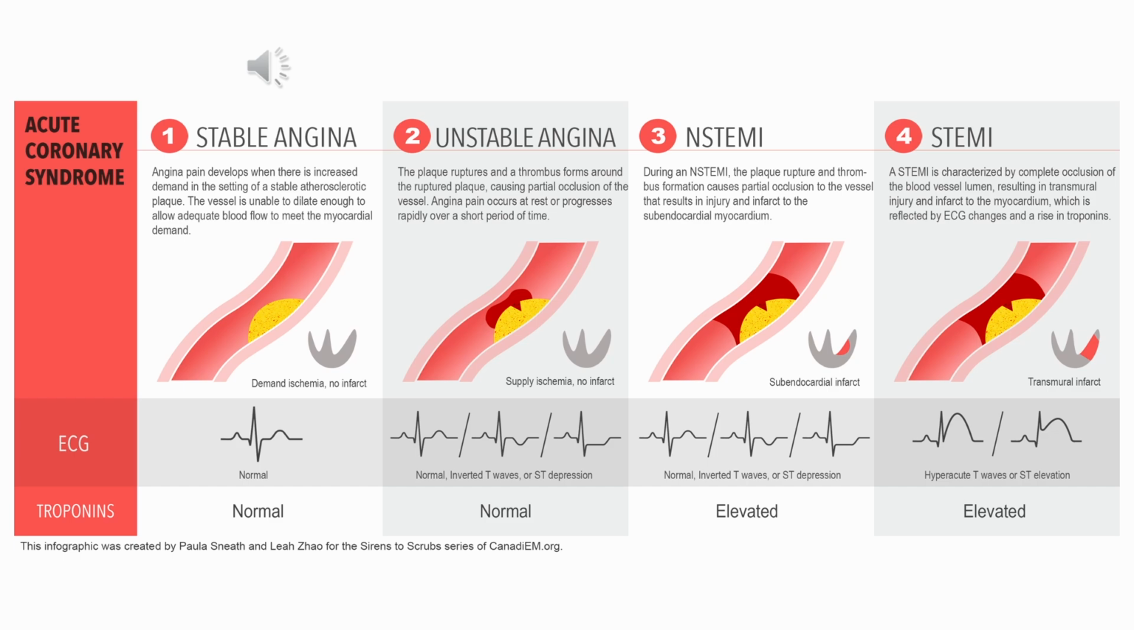A STEMI, or ST segment elevation myocardial infarction, is the most severe form of acute coronary syndrome, and it's caused by a complete occlusion of the coronary artery, which results in transmural or full thickness myocardial infarction. So here with a STEMI on the ECG, we see that ST segment elevation. Again, that's our hallmark sign of a full infarction. Our troponin levels are also going to be elevated.